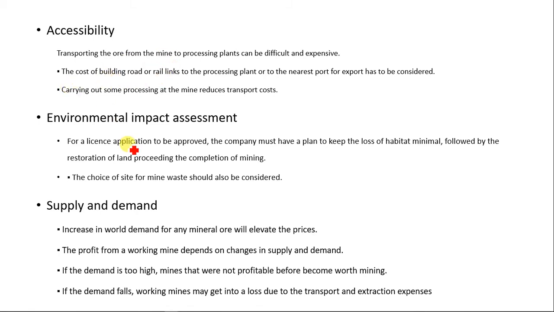Environmental impact assessment. For a license application to be approved for you to carry out mining, the company must have a plan to keep the lost habitat minimal, because you have to clear the habitat first and use explosives in the case of subsurface mining. All those things destroy the local environment. So they have to come up with ways in which they'll be able to restore the environment after they are done with their mining processes. Now, the choice of site for mine waste should also be considered. You won't just begin to deposit mine waste in a residential area, which will have high impact on people's health and also pollute major water bodies.